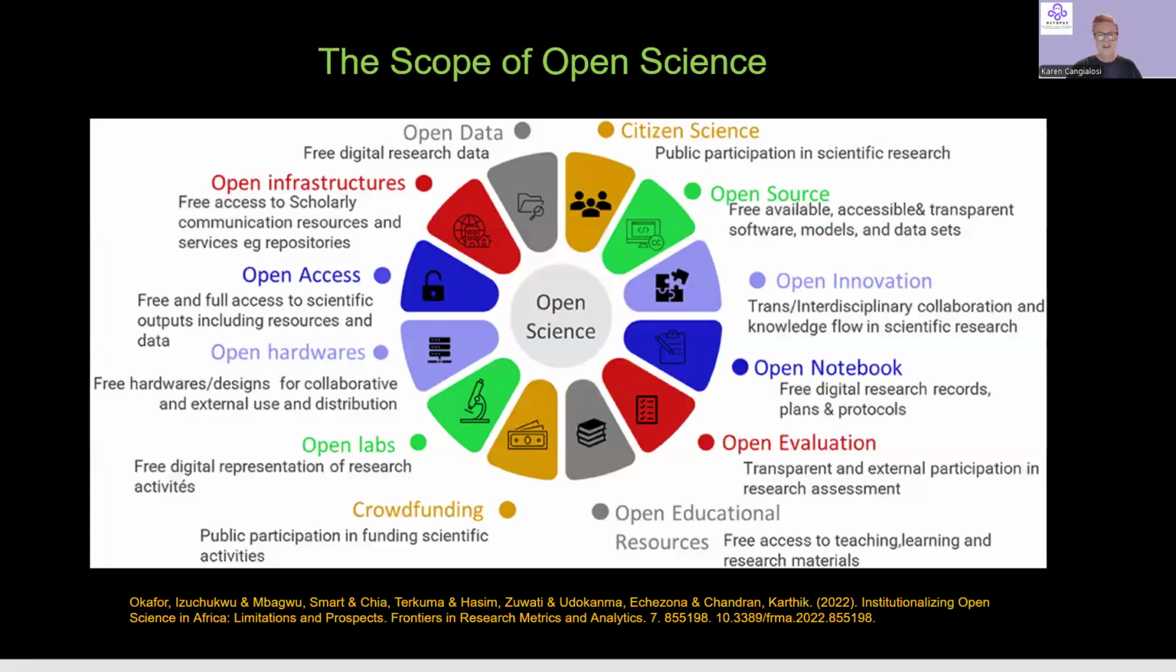And this is one of the graphics here, this scope of open science, really getting a sense of the broad sense that open science is a lot more than just open data. That involves open hardware, open labs, crowdfunding, open infrastructure, citizen science, open innovation. So really getting this idea of what does open science encompass.